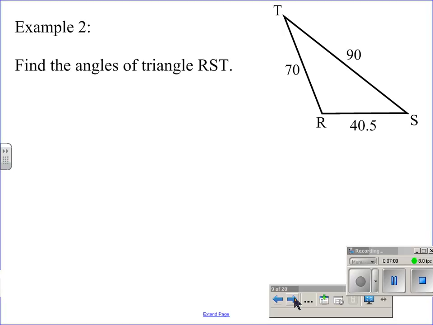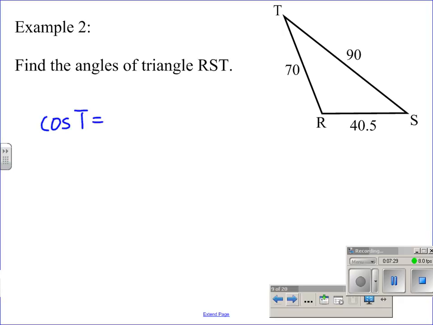Okay, so now we're going to practice using that. Here's a case where I have side, side, side information. And we know since we do have side, side, side information, we can use the law of cosines to solve this triangle. So we're going to find the angles of triangle RST using our law of cosines. So when we start out, you might want to start with finding, let's say, the measure of angle T.